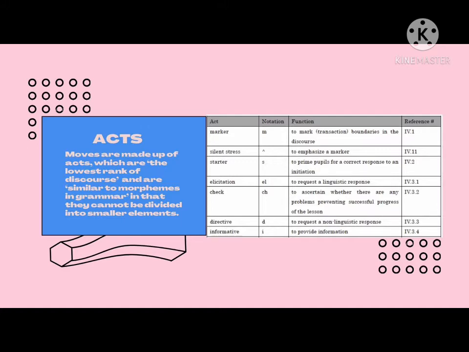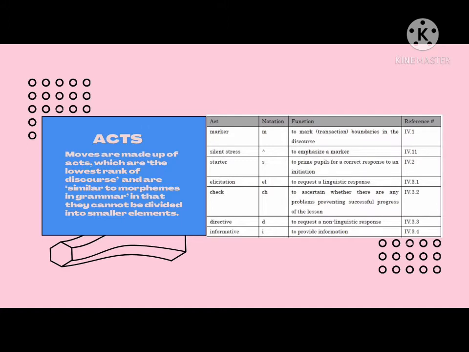On the first column, we could see the acts or the name of the acts. On the second is the notation or how we transcribe it if we put it into writing. On the third column are the functions, and then on the fourth one, we can see the Roman numeral number 4, which represents the move.